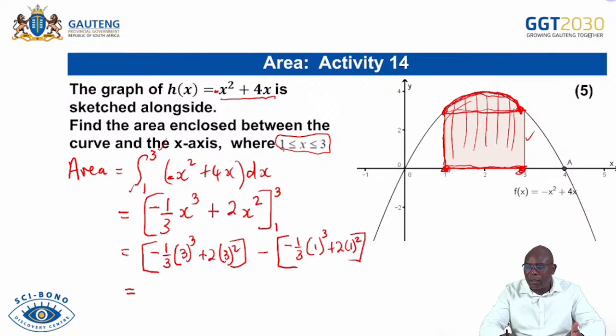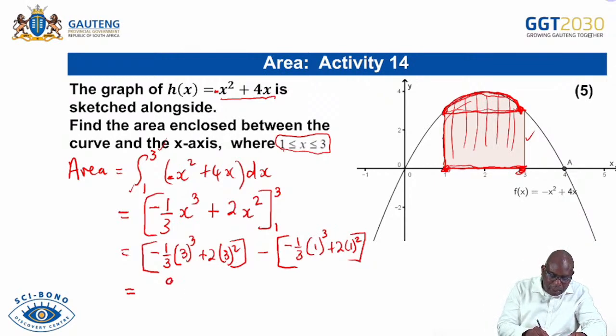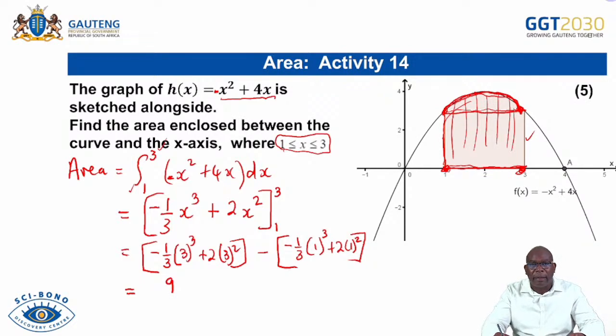Use my calculator correctly. If I substitute there, that part will be 9, because 3 cubed is 27. Then I'm going to have a minus 9 there. Then from there, I'm going to have plus 18, which is going to be positive 9.